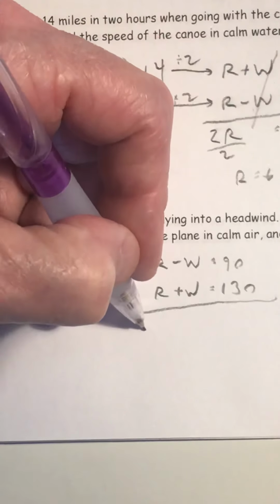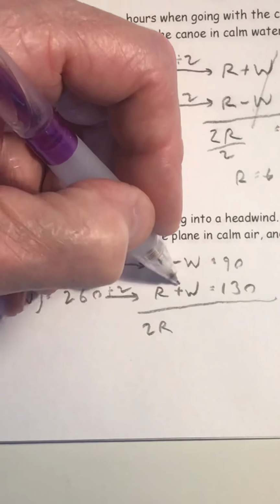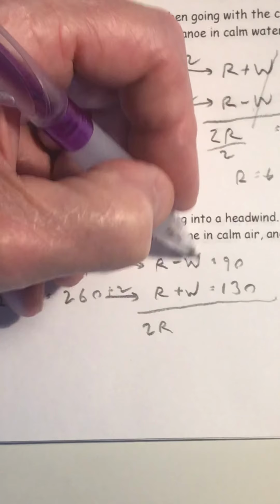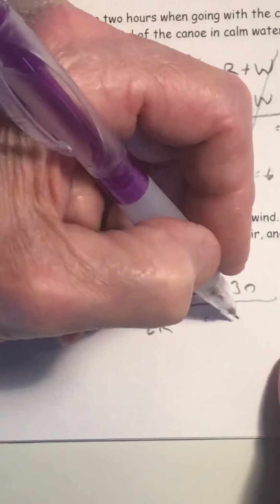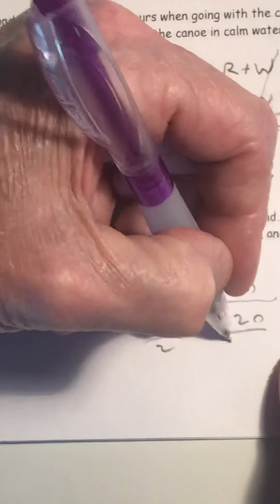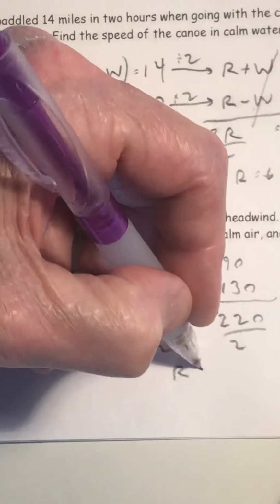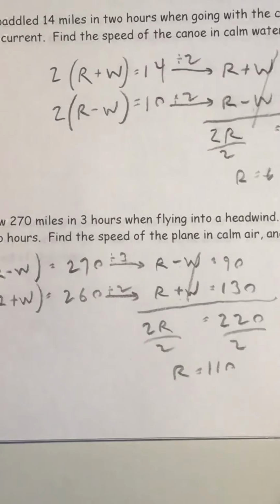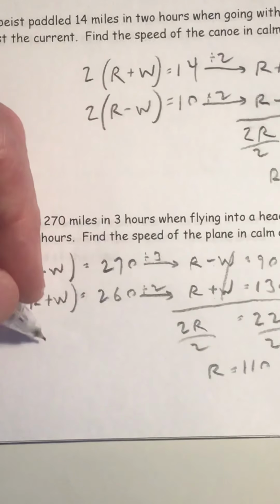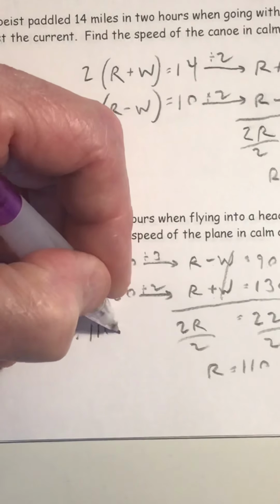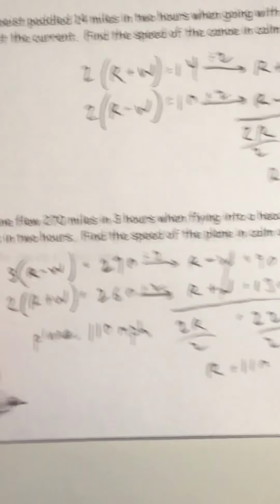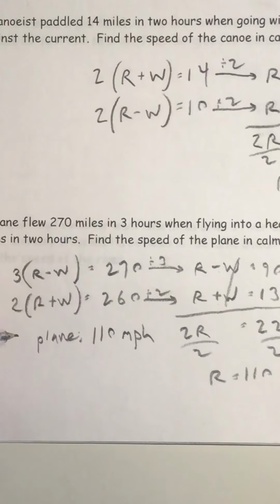Now we're ready to add the columns. 1R plus 1R is 2R. Minus W plus 1W. W's cancel. 130 and 90 is 220. Divide by 2. Get R. 110. So the plane, 110 miles per hour. And then what about the wind?